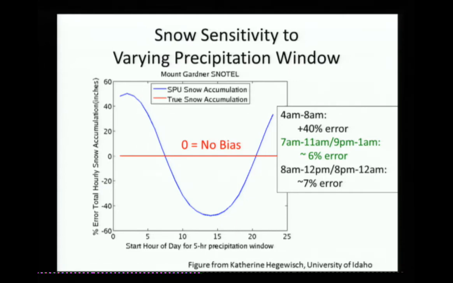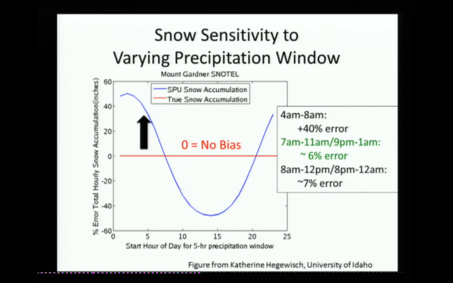back down to hourly using this 4 a.m. to 8 a.m. time period. And she also varied the start of that 5-hour time period, starting at each of the hours during the day, and then computed snow for that. And so what she found is that the 4 a.m. to 8 a.m. period to disaggregate the daily data to resulted in about a 40% bias in snow, so way too much snow.